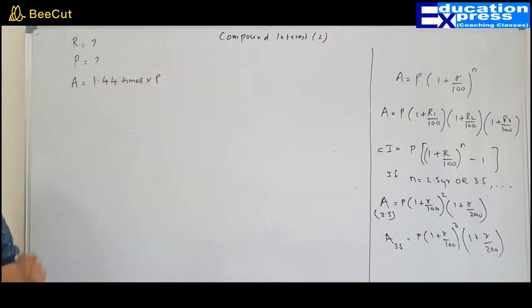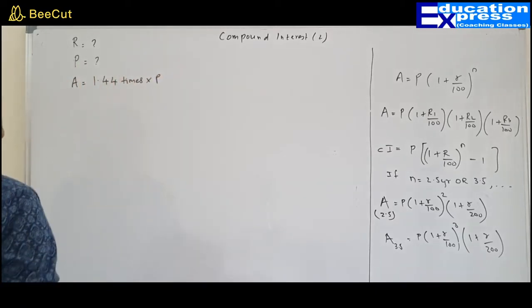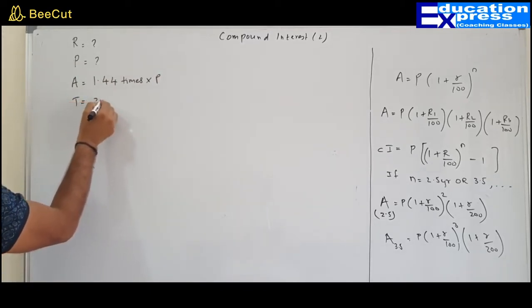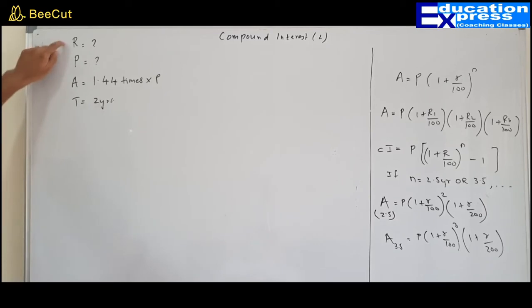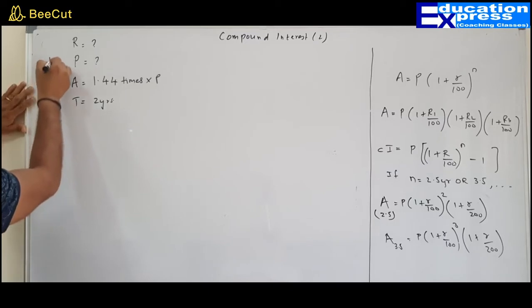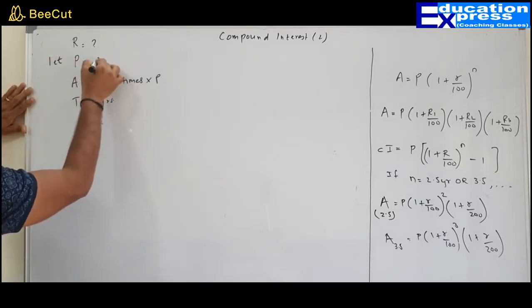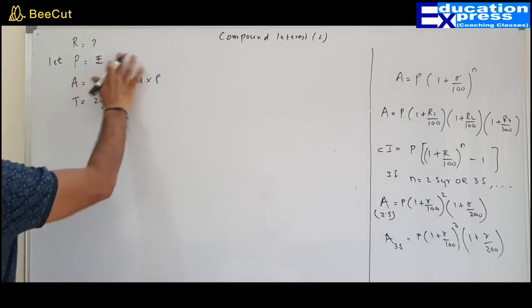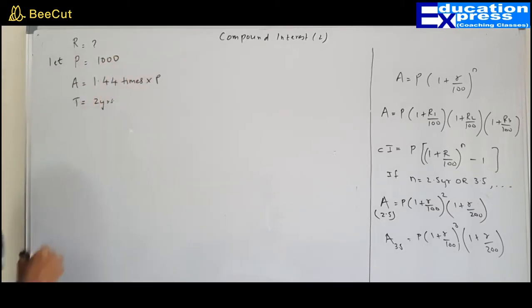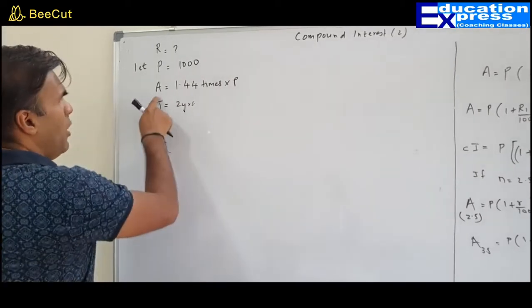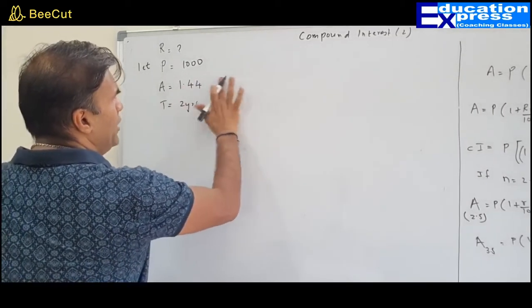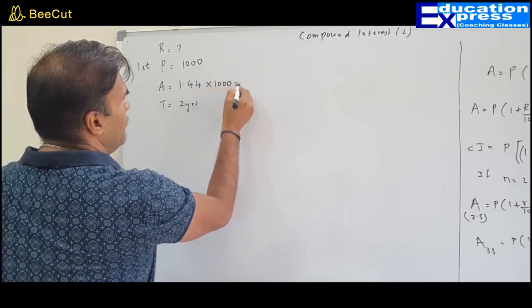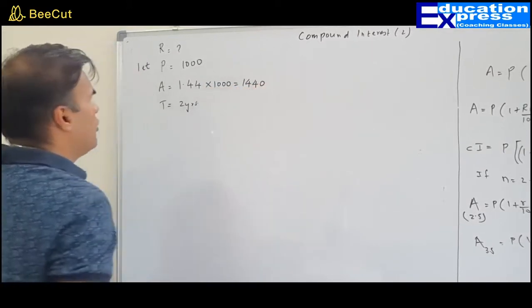Since P is not available, I cannot comment anything on A, and the time horizon is 2 years. So they say at what rate of compound interest? A sum of money we don't know, so we say let the sum of money be rupees X. You can take 100 also, you can take 1000 also. Now you say, sir, I wish to take 1000. Alright, you can take 1000. So let principal be 1000. Amount would be 1.44 into 1000. That would give 1440.